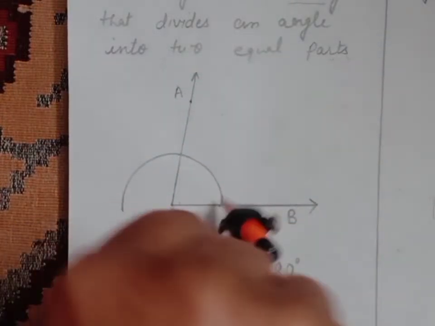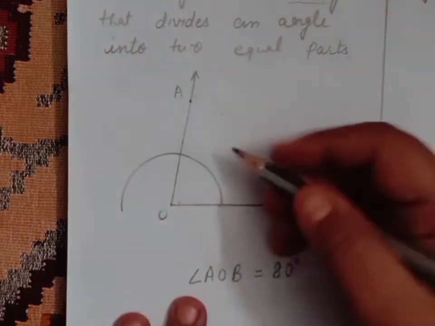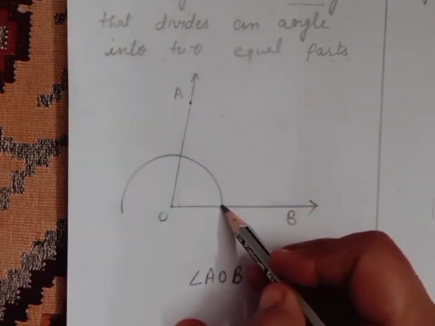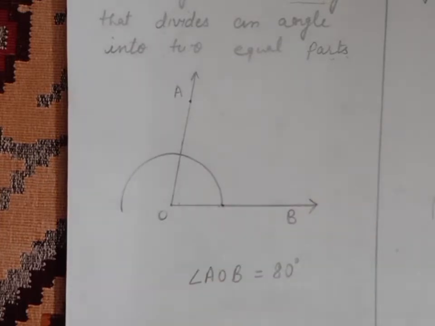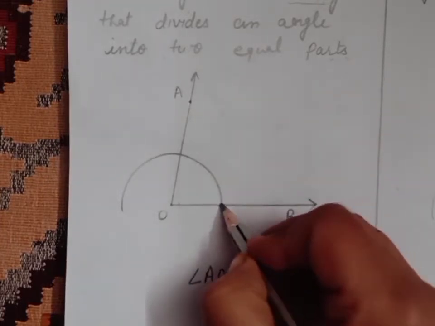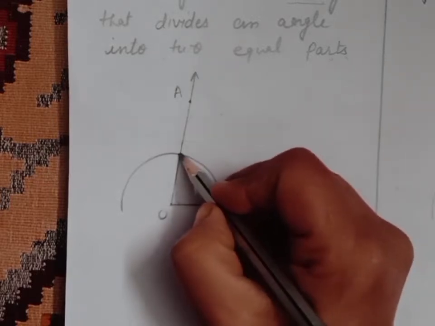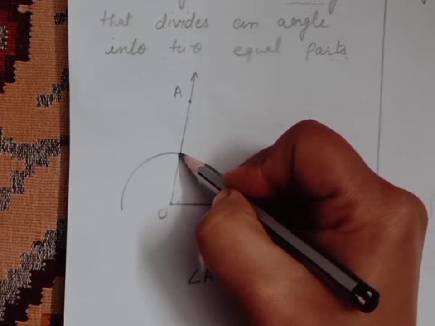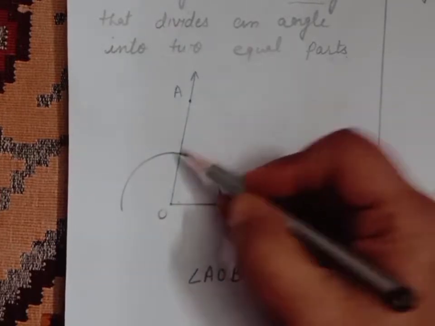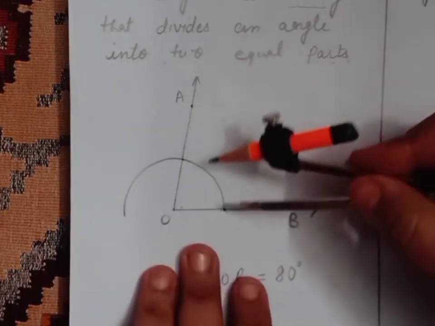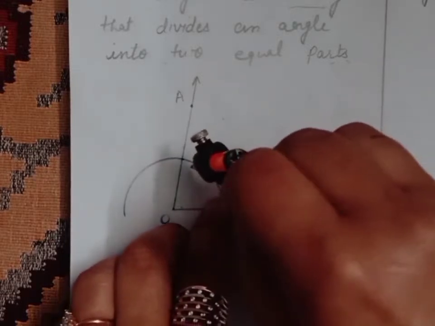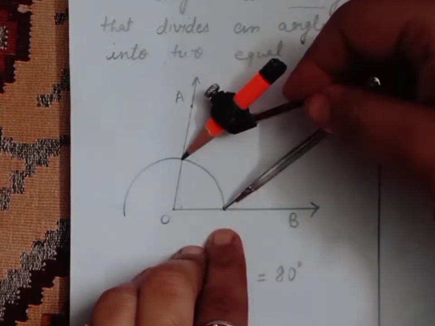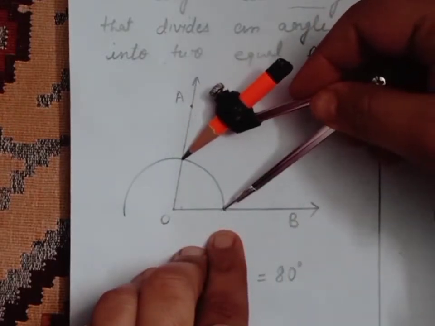I have drawn this angle already with the help of a protractor. You can see here, this is the point where the semicircle touches the ray, so this is the 0 degree angle. From this point, from 0 degree, and from the point of 80 degree on the semicircle, from these two points, first of all we will open our compass up to this much length.